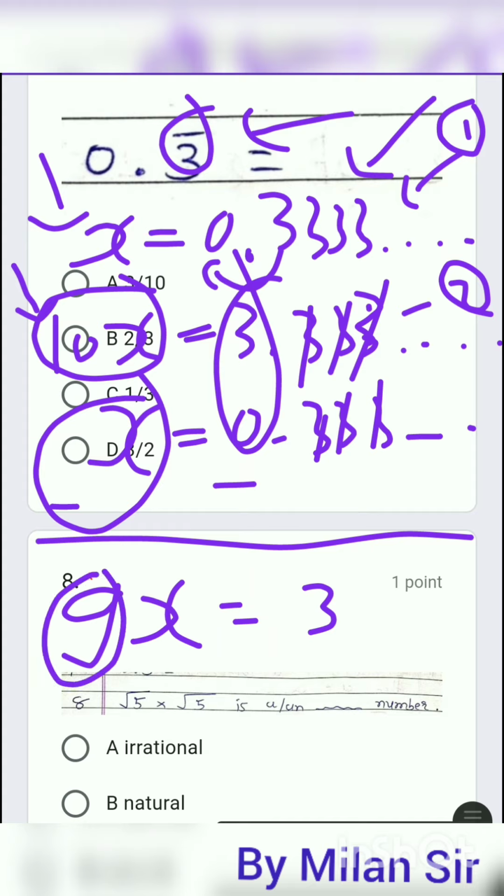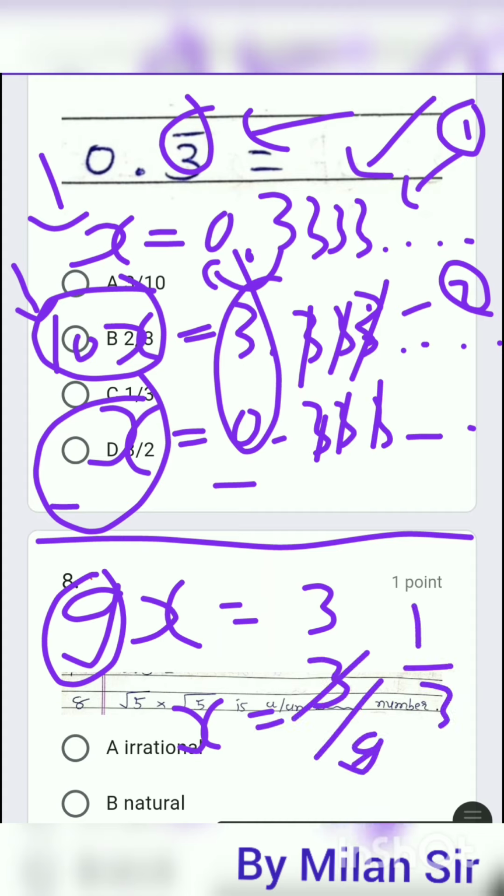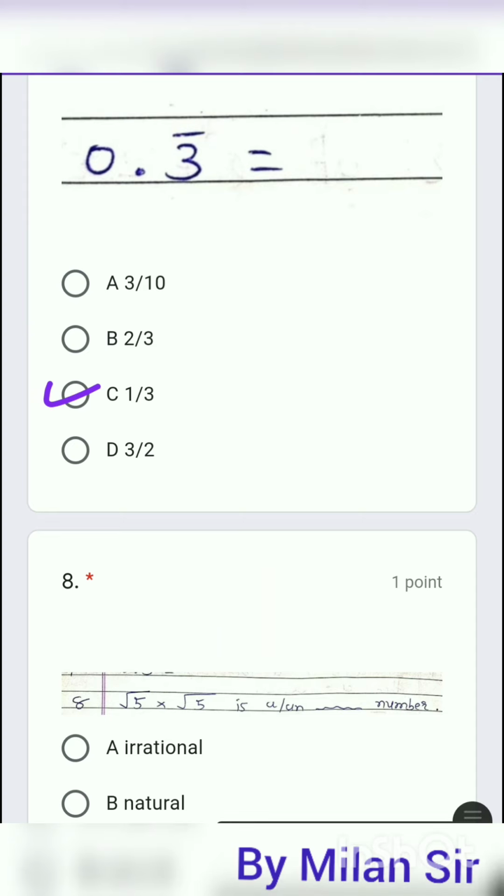Now transfer this 9 to the right hand side, so it goes to the denominator, so 3 by 9. We can simplify this, the 3 threes are 9, so 1 by 3. So our final answer is 1 by 3, option C. Here we cannot directly say 3 by 10, that means directly removing the decimal point and writing 3 by 10. Our correct answer is 1 by 3, that means 3 by 9.